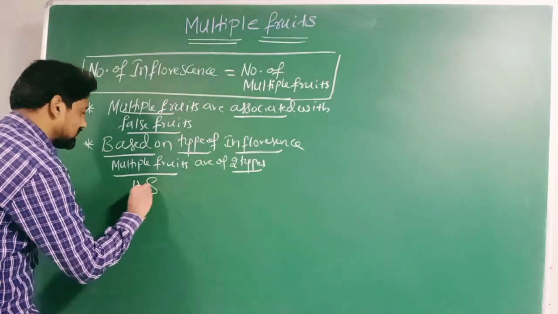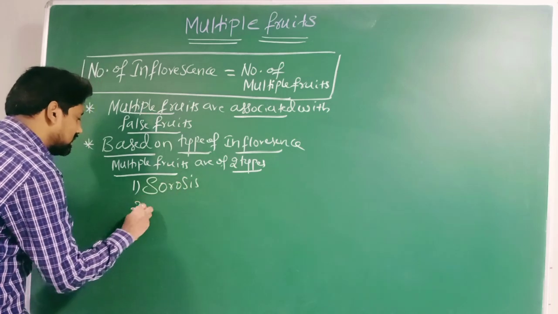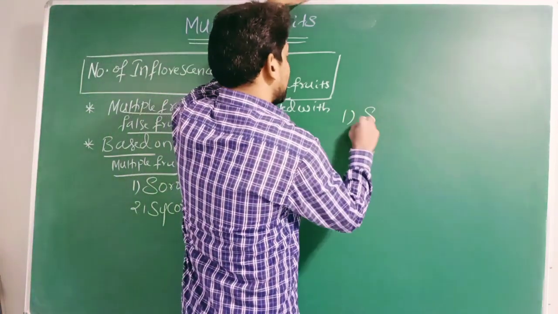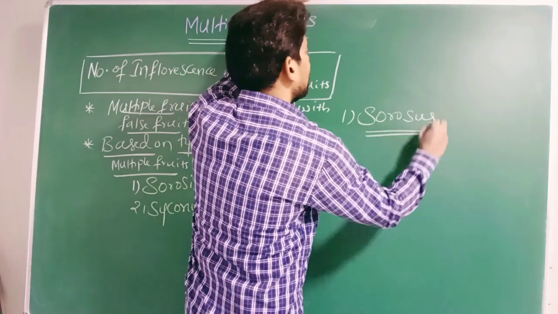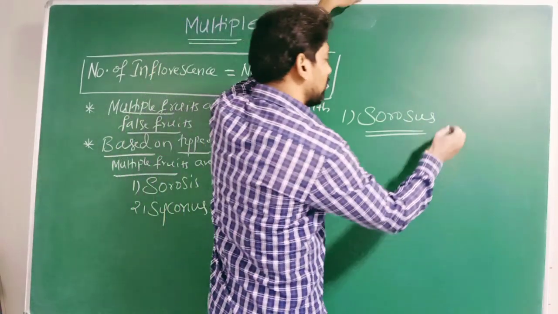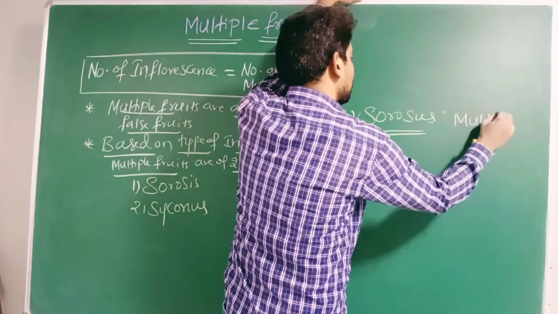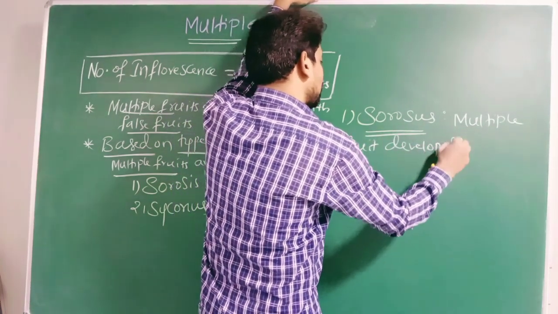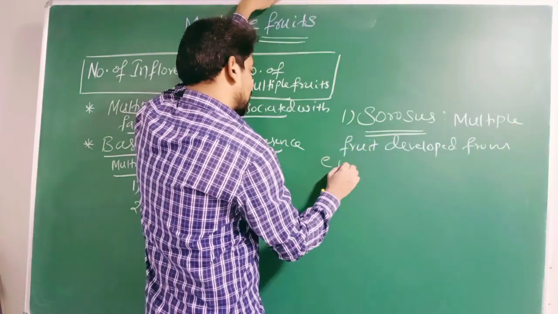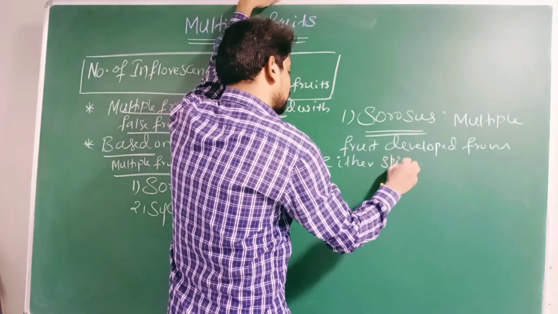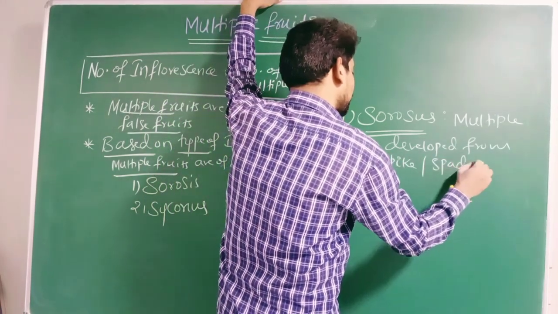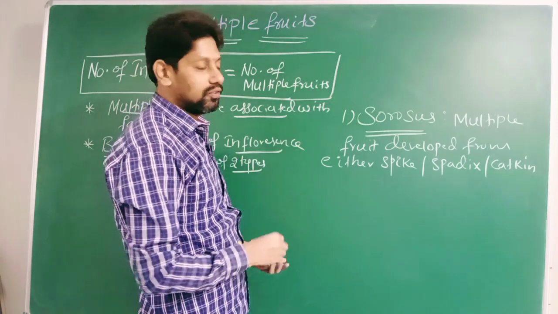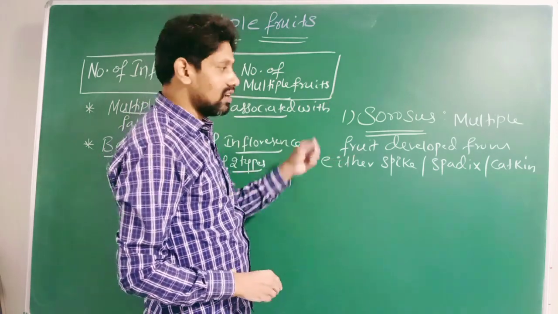The first one is sorosis. The second one is syconus. Sorosis and syconus. Go for the first one. What is the first one? Sorosis. Sorosis is a multiple fruit developed either from a spike, or from a spadix, or from a catkin.